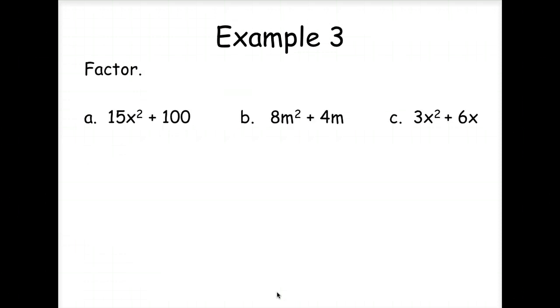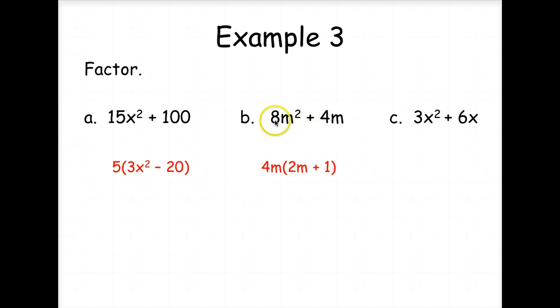All right, now let's factor A, B, and C here. What is the greatest common factor of 15 and 100? Why, it is 5. If we pull out a 5, that leaves 15 divided by 5, which is 3. That leaves an x squared. We can't pull out any x's because this term has no x's. 100 divided by 5 is 20, and that should be a positive 20.